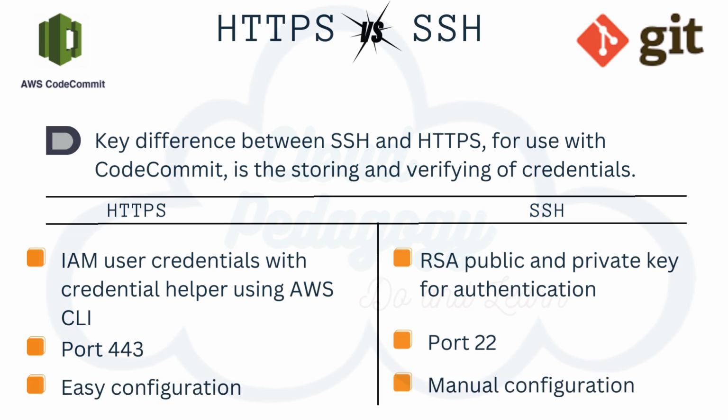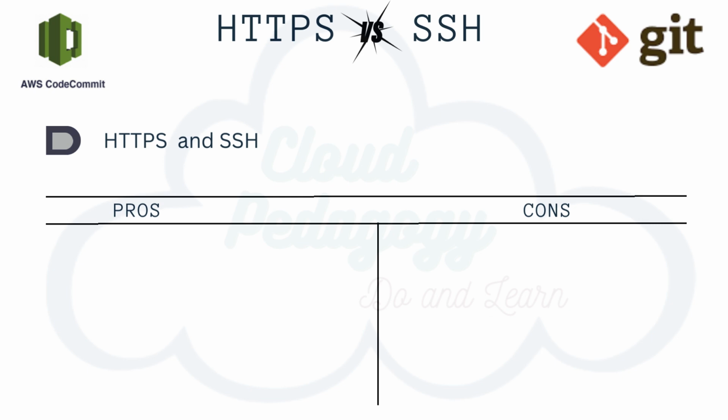Now SSH requires manual configuration of public and private key files. So you might find HTTPS is simpler and easier to use with CodeCommit. And the good news is, again, we are using Amazon Linux, and ultimately the best decision for that configuration is HTTPS, and we'll find out why momentarily. So what are the pros and cons for both of the protocols?